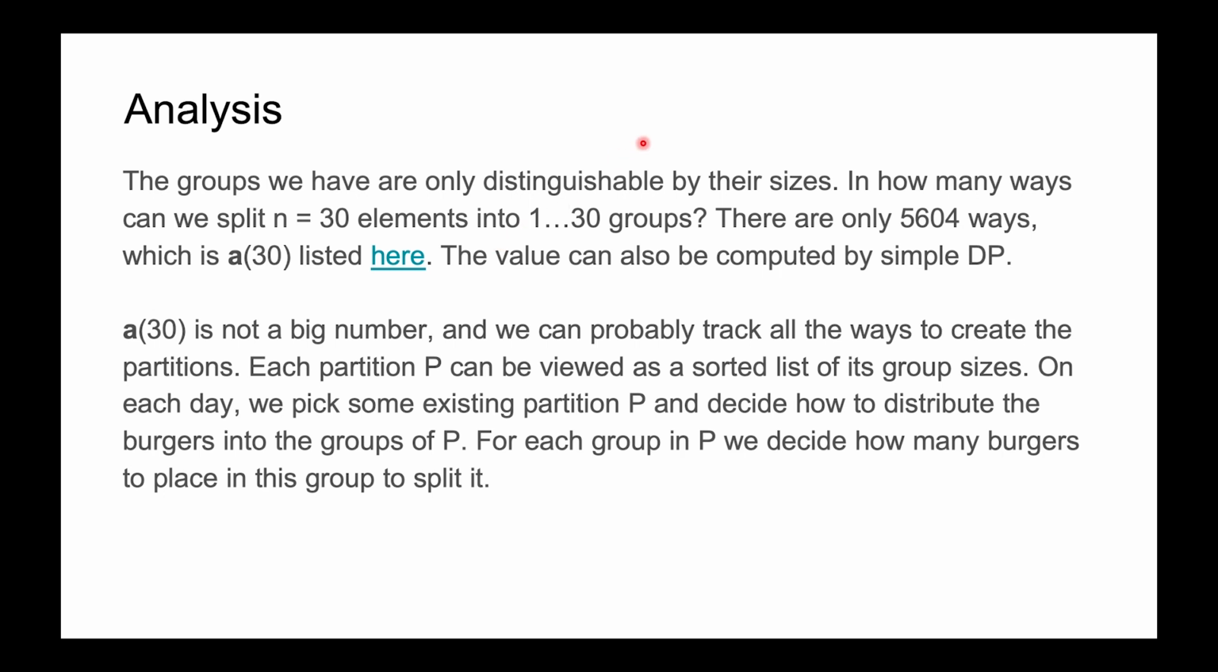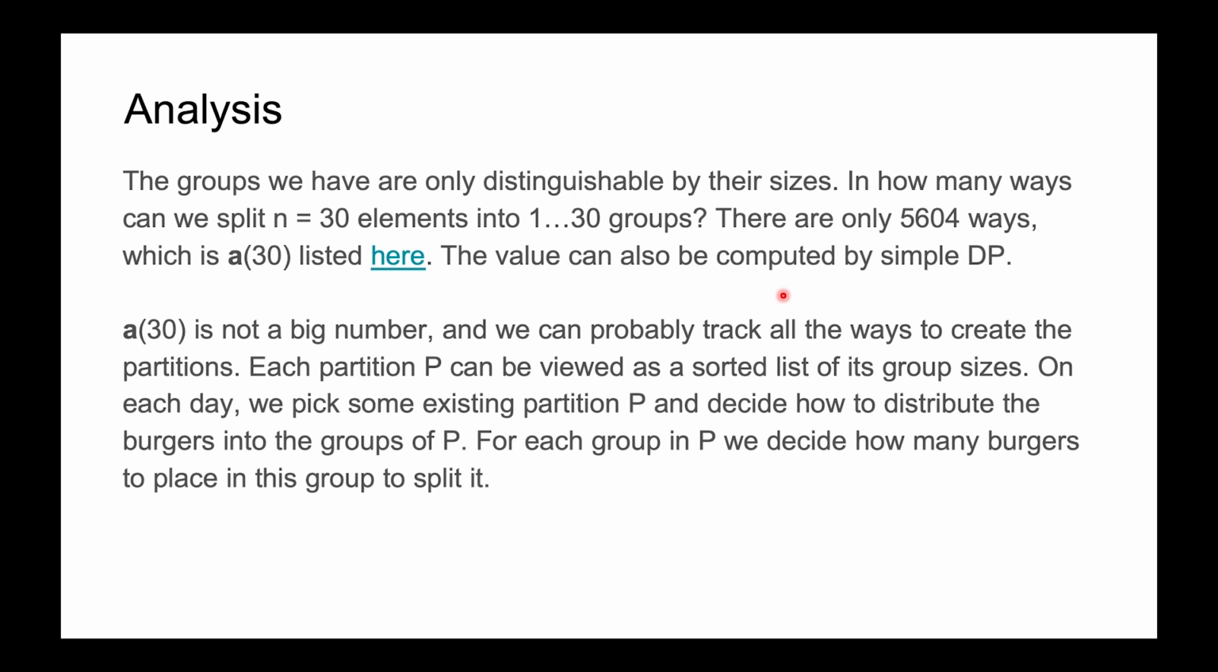So how many ways can we split 30 elements into 1 to 30 groups if the groups are only distinguishable by their sizes? There are only 5,604 ways, which is A30 listed in a well-known sequence. And this value can also be computed by simple dynamic programming. Since it is not big, we can probably track all the ways to create the partitions. Say, each partition P is represented by a sorted list of its group sizes. Then on some day, we can pick an existing partition P and decide how to distribute the burgers we have today into the groups of P.